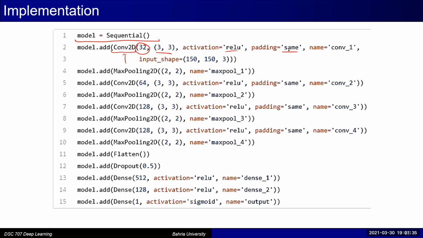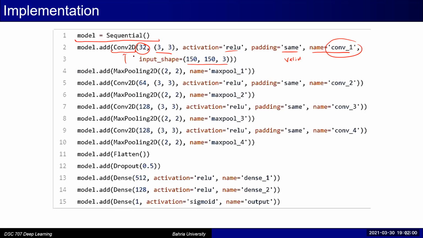Padding same means you have to do padding. If you don't want to do padding, you can write valid here, and you can give a name to every layer. It's not mandatory, but just so that you can refer to it. So we are calling it conv1. And since this is the first layer, we also need to tell the input size. So the input size is 150, 150, 3, which means it's a square image of size 150 cross 150 cross 3. Why 3? Because we are dealing with a colored image, right?